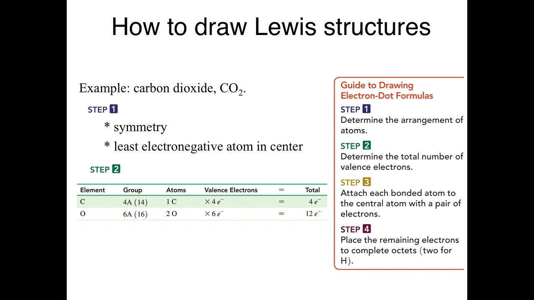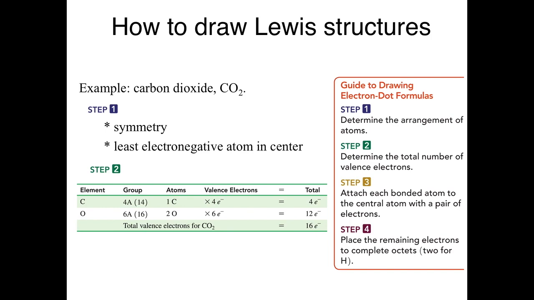You say to yourself, I have oxygen. Oxygen is from group 6A, so it has 6 valence electrons. I have 2 oxygens, so 2 times 6 is 12. So from the oxygens, I have 12 electrons. That's all the element I have, so I add them to give me a total of 16 valence electrons.